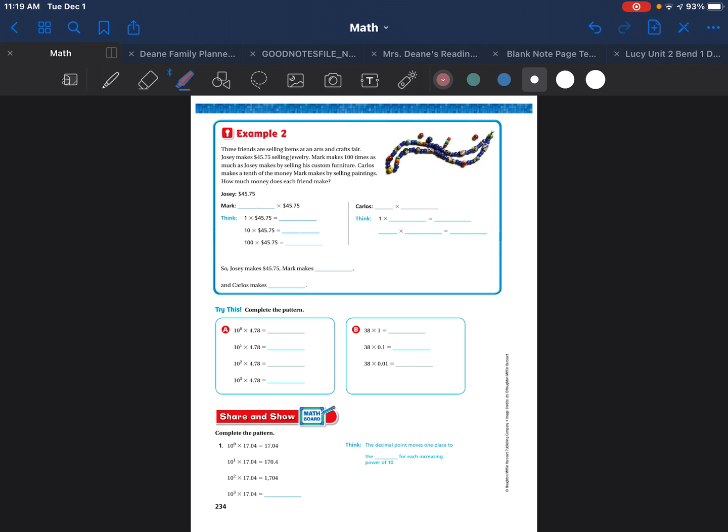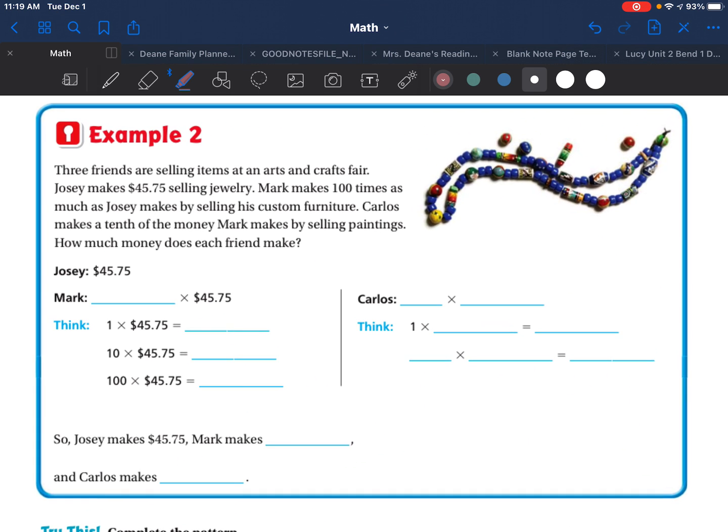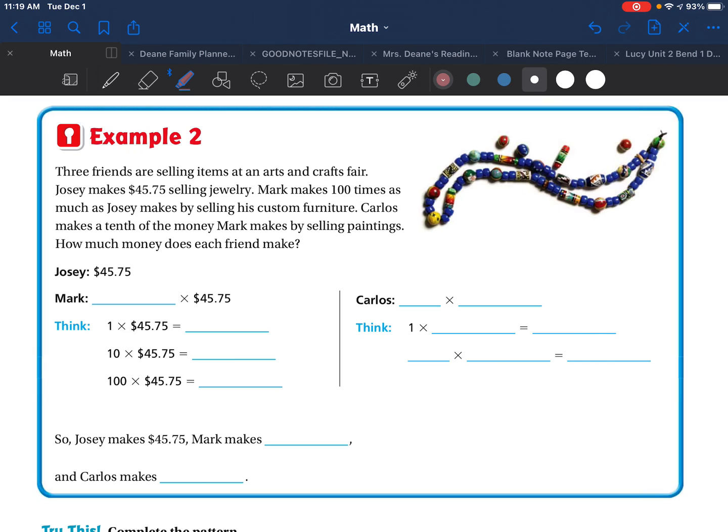Let's go ahead and flip on over to the next page on page 234. And we're going to look at example number 2. It says, 3 friends are selling items at an art and craft fair. Josie makes $45.75 selling jewelry. Mark makes 100 times as much as Josie, selling his custom furniture. And Carlos makes a 1/10 of what Mark makes. Wow, there's a lot going on in this problem. How much money does each friend make?